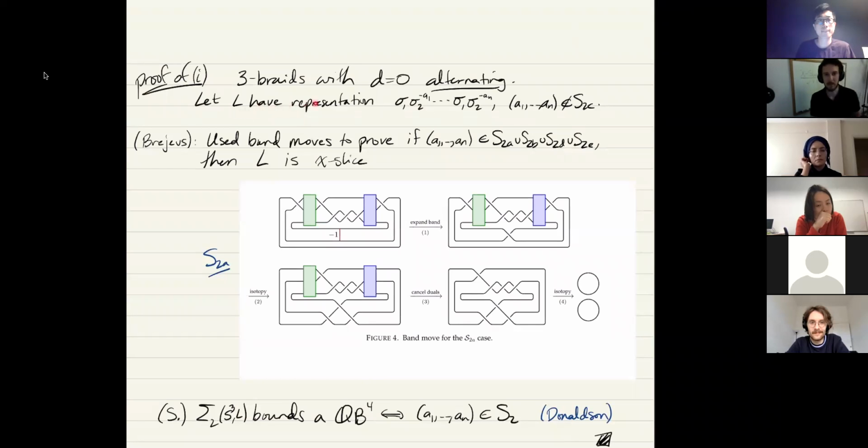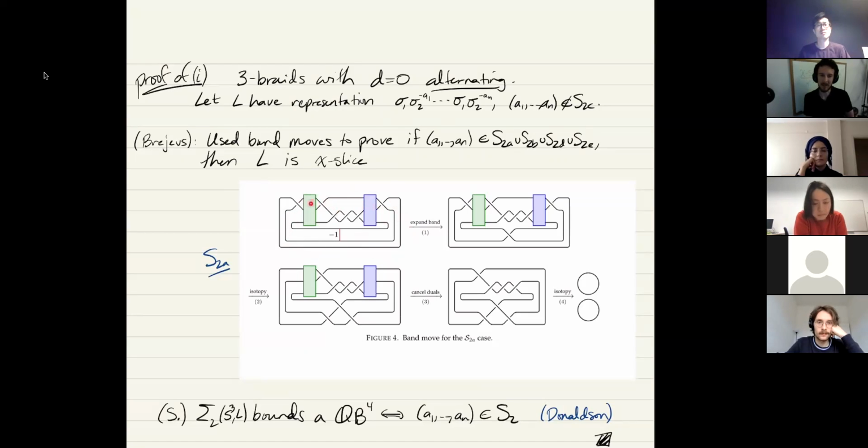So I'm going to start with D equals 0. We have this representation. Since D is 0, I have no H here. And I'm assuming that these exponents are not in that set S2C. What Vitaly showed is that if you're in one of those other 4 sets, you can do band moves to show that it's chi-slice. Here's one version. This is if you're in S2A. Here are the band moves. So here is the 3 braid.